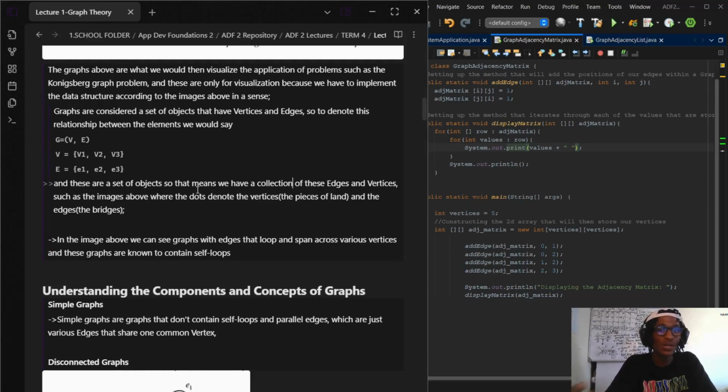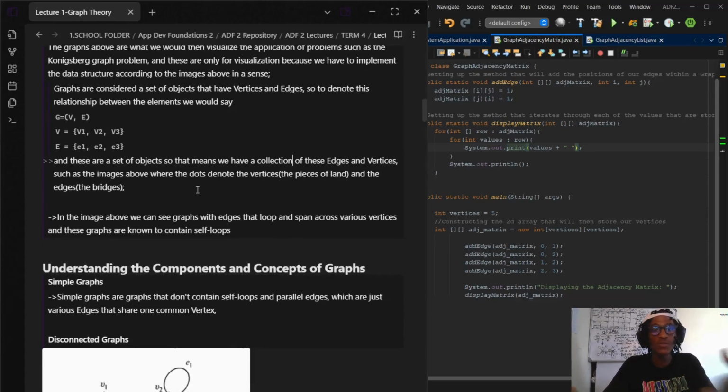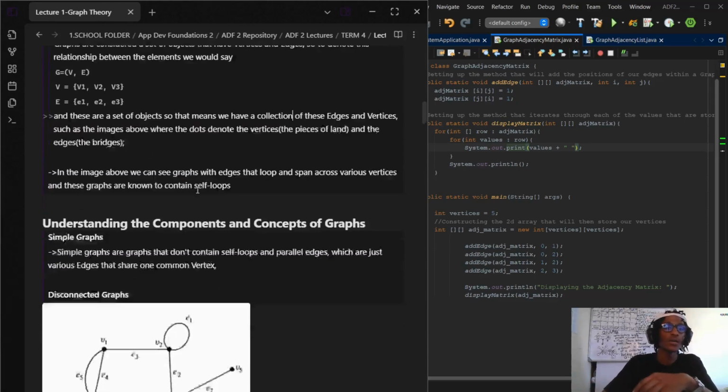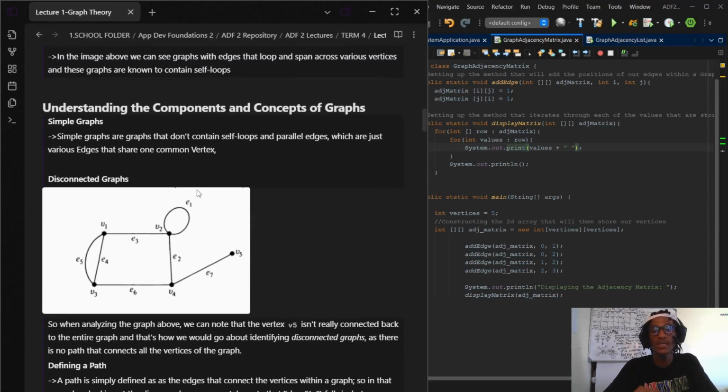That means we have a collection of these edges and vertices, such as the images above, where we denote the vertices as dots, the pieces of land, and the edges as the bridges connecting those, because even with the edges, we end up referring to them as the paths. Anytime you think of a path, you're thinking of a way to go, like there's a certain path that you need to take. After covering that, I'm going to jump into the components and concepts of graphs, and then I'm going to cut the video here as the first part.